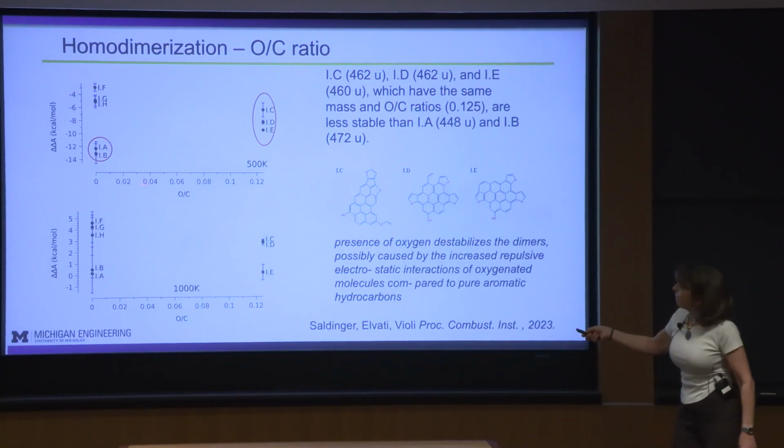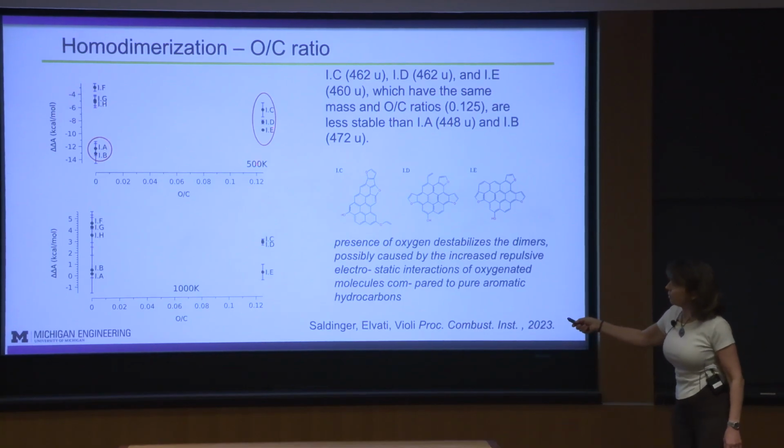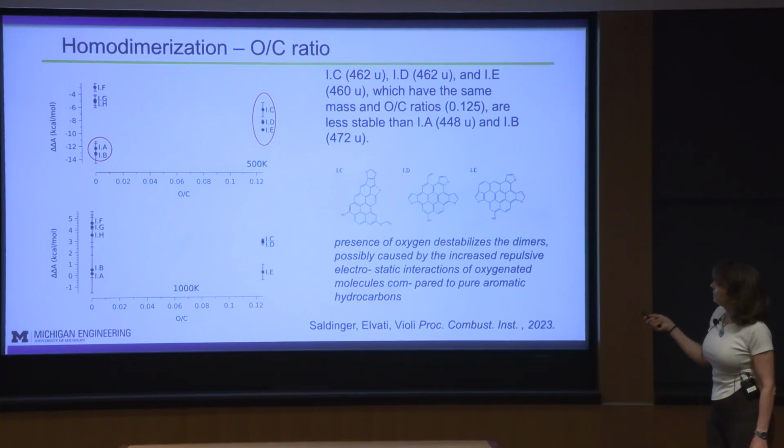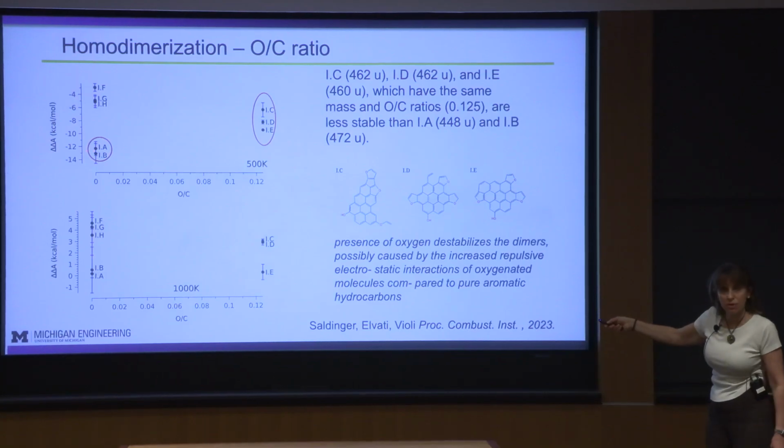Okay, and so, yes, there are clusters of compounds that you can see. This is 500 and 1,000. What you see is that I have IC, ID, and IE here. They have similar mass, 62, 60, okay, which have the same mass and the same OC ratio, 0.125, okay? But they are less stable than this guy here. Remember, the lower this number, the more stable you are.